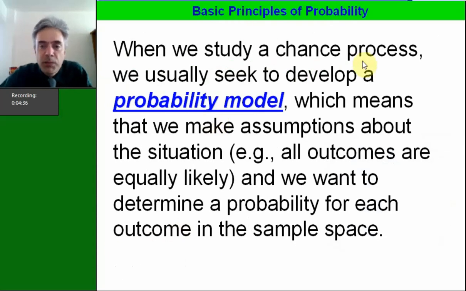When we study a chance process, we usually seek to develop a probability model, which means that we make assumptions about the situation. It means all outcomes are equally likely in the case of tossing a coin, right? So the outcomes are tails or heads, and you think that both of them are equally likely to happen. So half of the time. And we want to determine a probability for each outcome in the sample space. Remember, the sample space is all the possible outcomes.